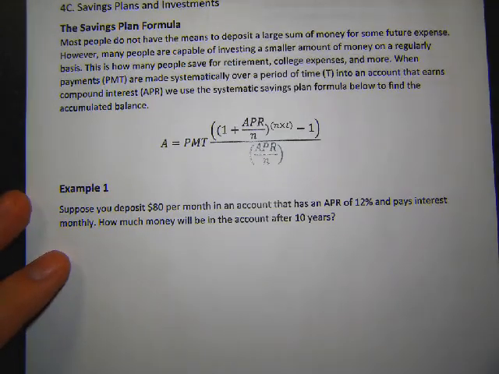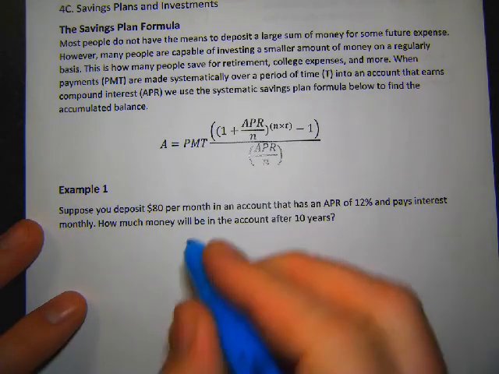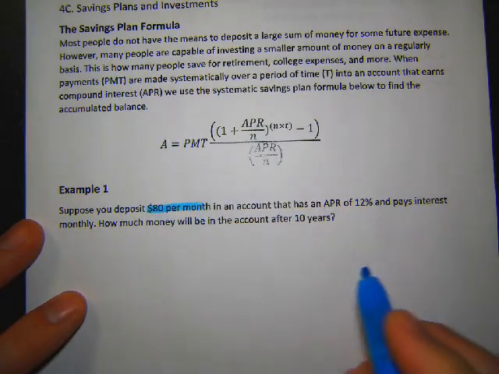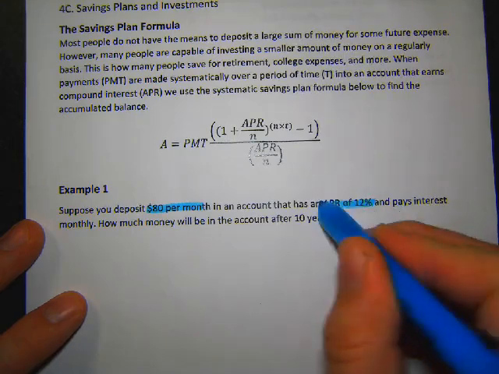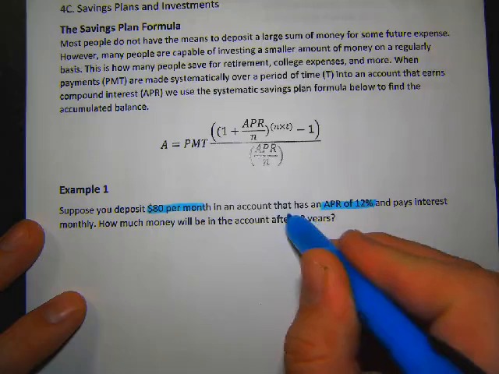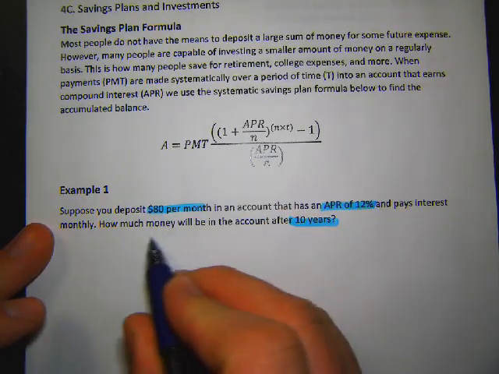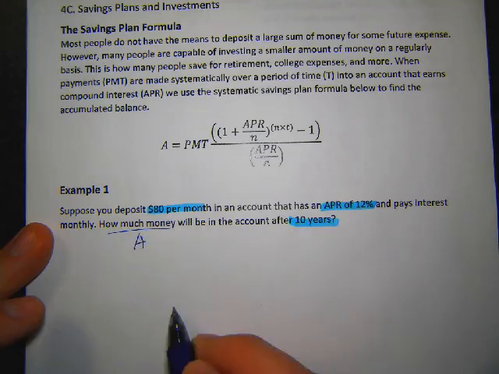So for example, in this question, we're depositing $80 per month into an account that has an APR of 12%, so that's its interest rate. We want to know how much money will be in the account after 10 years. So the final amount, the accumulated balance, that's going to be how much money. That's going to be A.